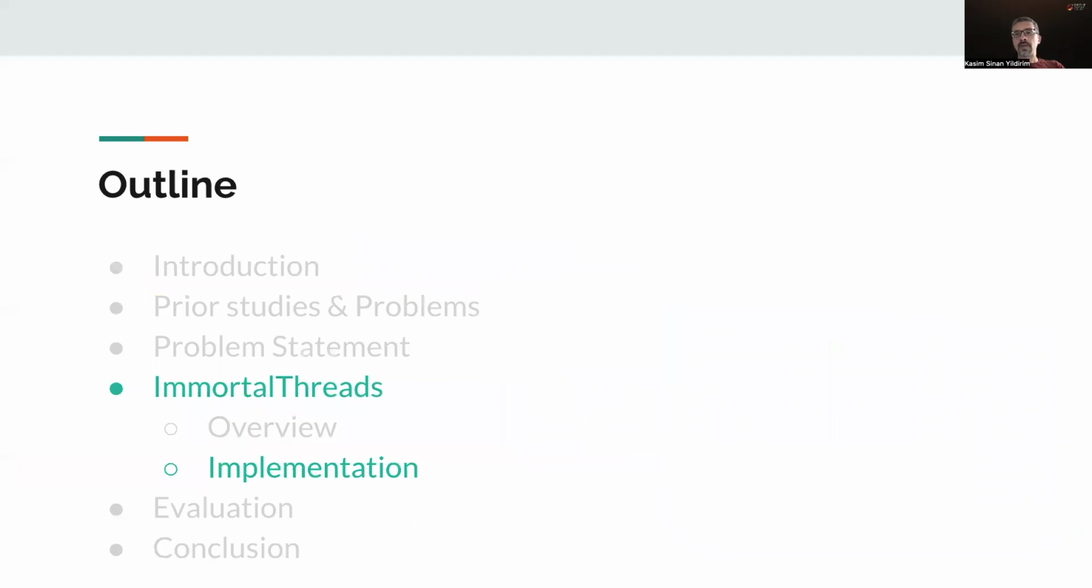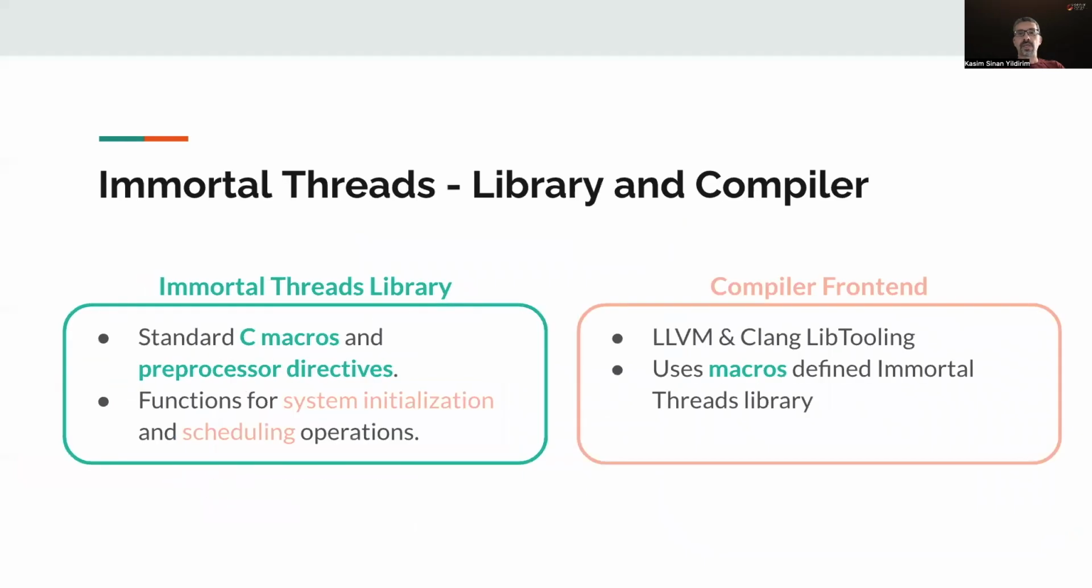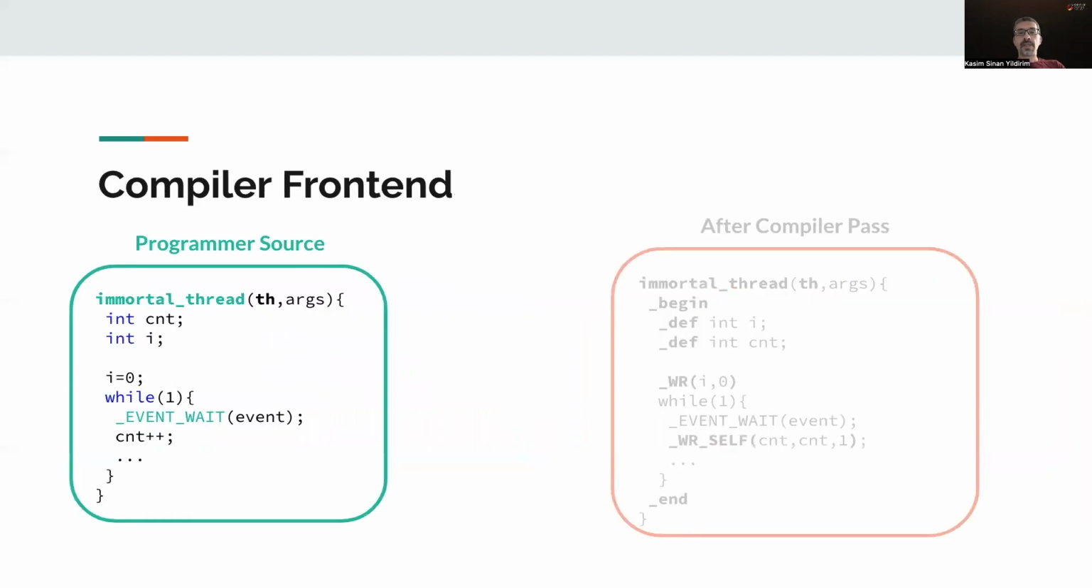Now, I would like to talk about how we implemented immortal threads. We implemented the immortal threads library mainly using C macros and preprocessor directives. The library also includes functions for system initialization and scheduling operations. We implemented the source-to-source transformation by using the LLVM and Clang libtooling library and by using the C macros defined in the immortal threads library. The compiler frontend takes the programmer source and processes it by inserting C macros defined in the immortal threads library. We will explain these macros shortly.